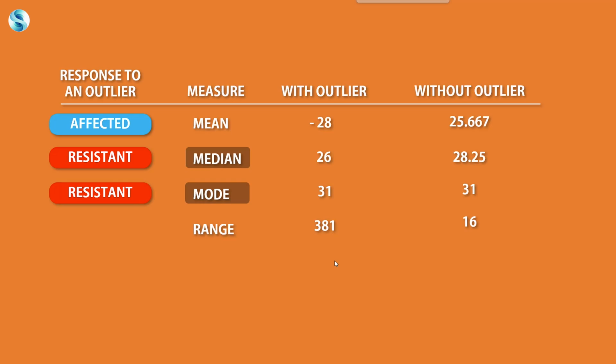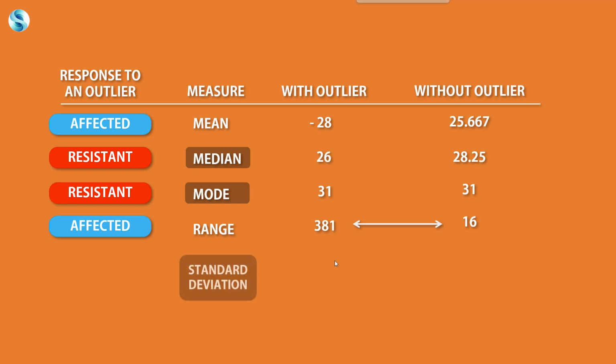Now let's look at the range. We see that if an outlier is present, it can change the value of the range very drastically. This is because an outlier can either be the maximum value of a dataset or the minimum value of a dataset, and the range is always equal to the maximum minus the minimum. So the outlier will always be involved in the calculations, and as a result, it really affects the value of the range, just like how it affects the value of the mean.